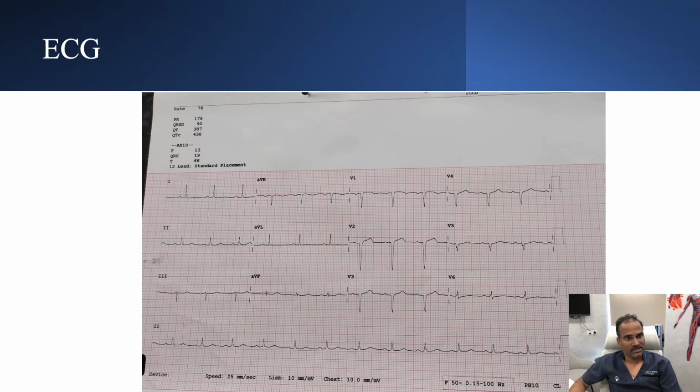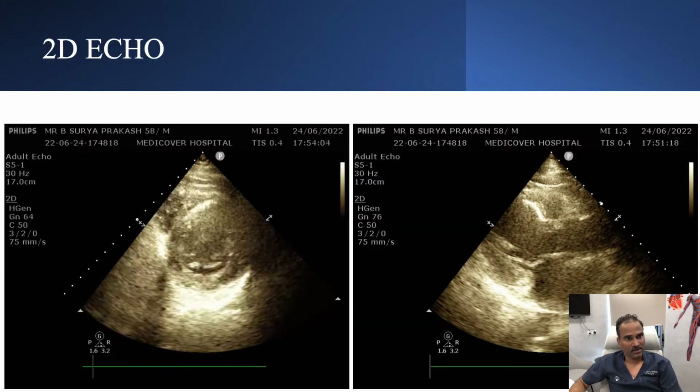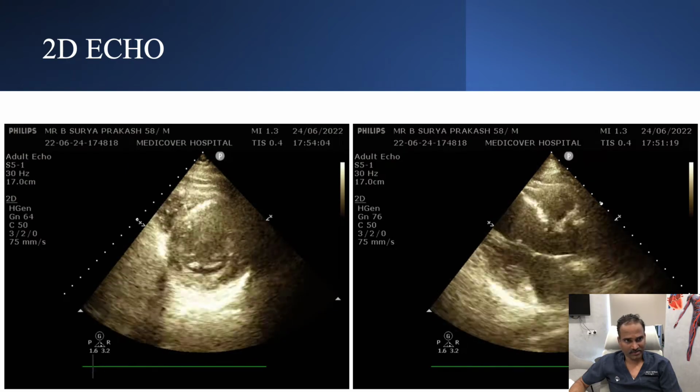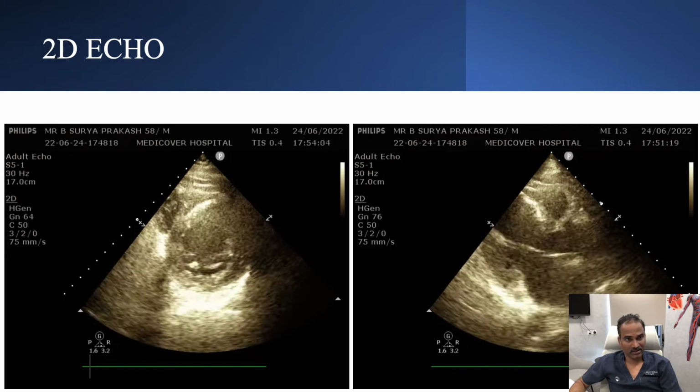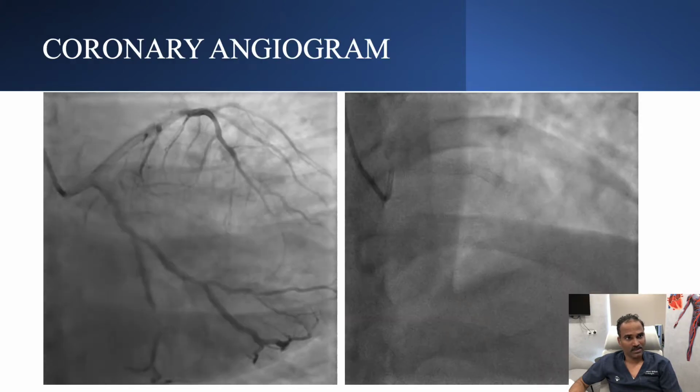This is an ECG showing no Q wave in the inferior leads, and you can see the inferior wall is quite normal in thickness and mobility, which says it is viable. This is a coronary angiogram.